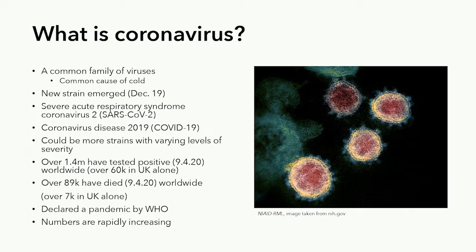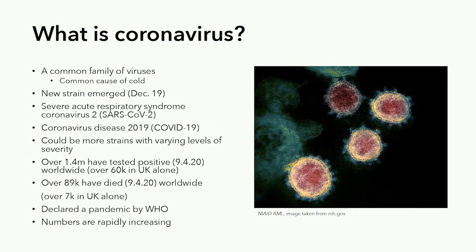So, what is coronavirus? Coronavirus is a common family of viruses. As a medical student, many years ago, I read about it and I thought it was a common cause of cold and nothing else. Since then it made a comeback in December 2019 when a new strain emerged. The new strain is called Severe Acute Respiratory Syndrome Coronavirus 2, in short SARS-CoV-2, and the disease it causes is called COVID-19. Now, there are some assumptions that there could be more strains with varying levels of severity, and they affect different population groups in different countries in a different way. But we will know more about it in the next few months when all the data is out.